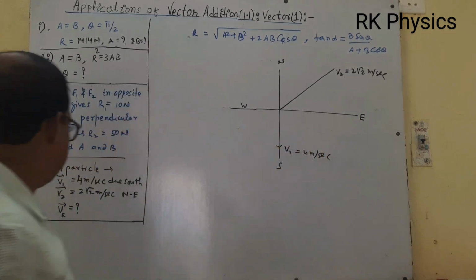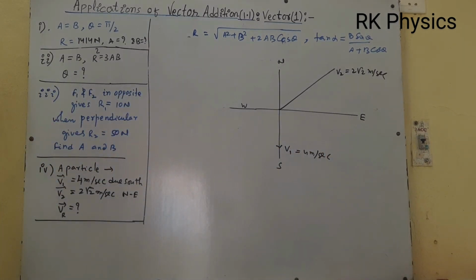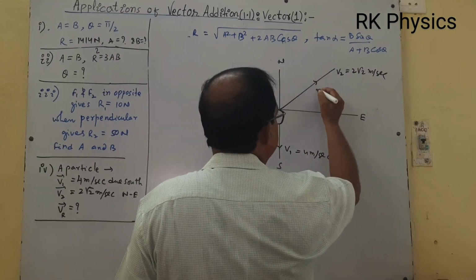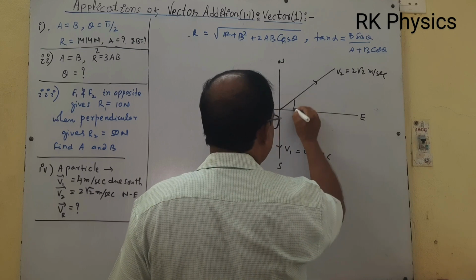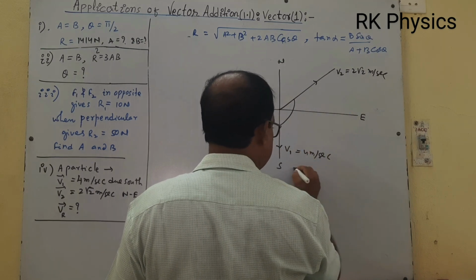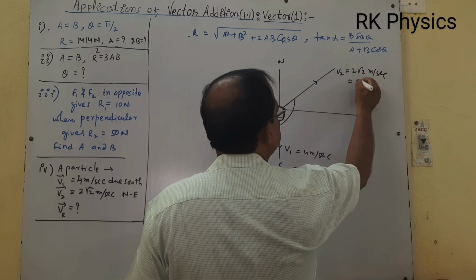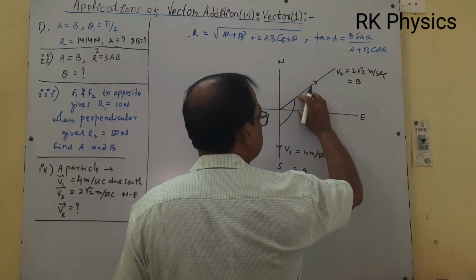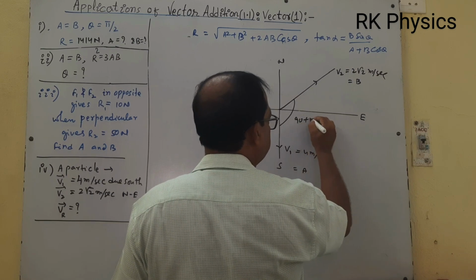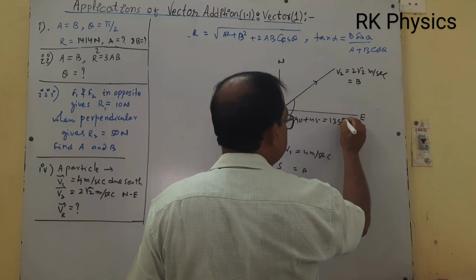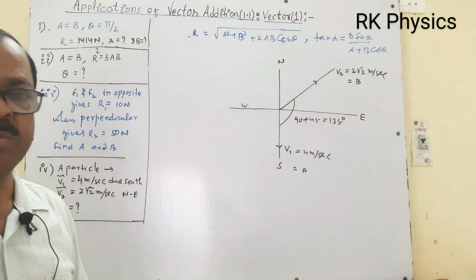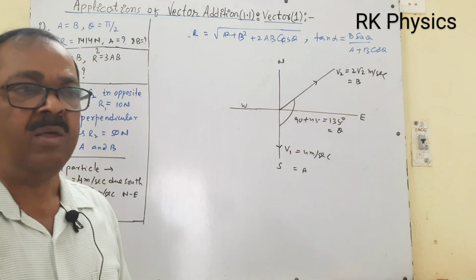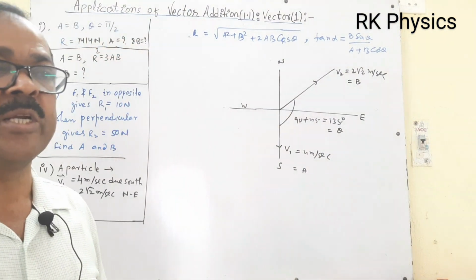Then find out the resultant. Now these two are 2 vectors. Assume V1 equal to A, assume V2 equal to B. The angle between these two is 90 plus 45, that is 135 degree. The angle between the 2 vectors is 135, and this angle is taken as theta. Okay. So now what is the resultant?